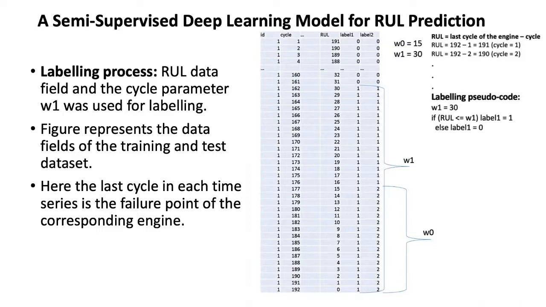And the engine with ID 2 fails at cycle 287.